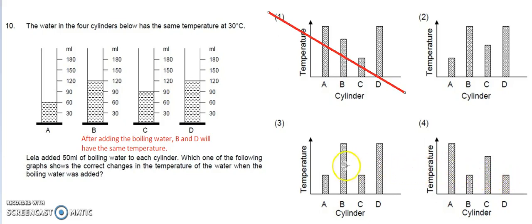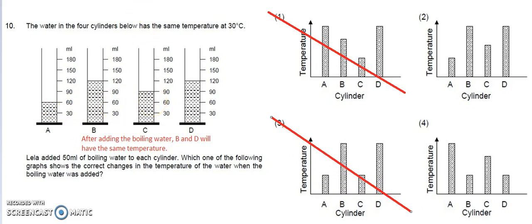And then we look at the other options again. We look at A and C. A and C should be different. So we can cancel out option 3 because in option 3, A and C is equal. A and C cannot be equal in this case because the volume is different.